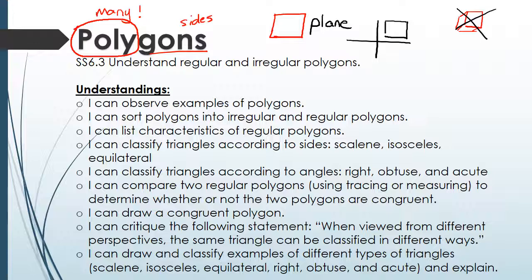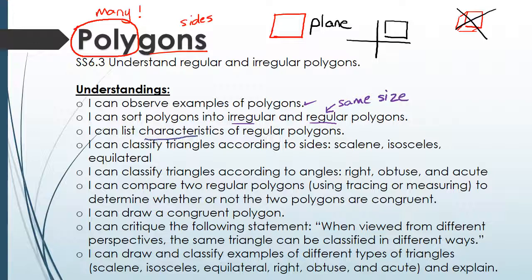I can observe examples of polygons, sort them into irregular and regular, and the difference there is, are the sides congruent? If they're all the same size, then we can call it a regular polygon.